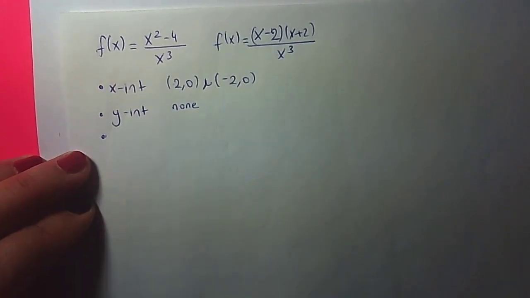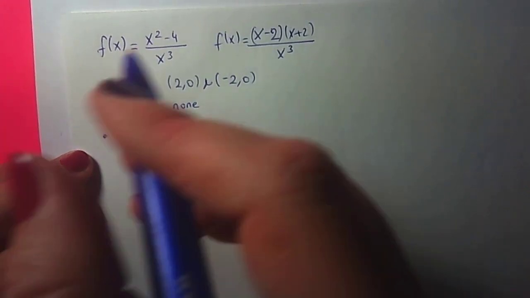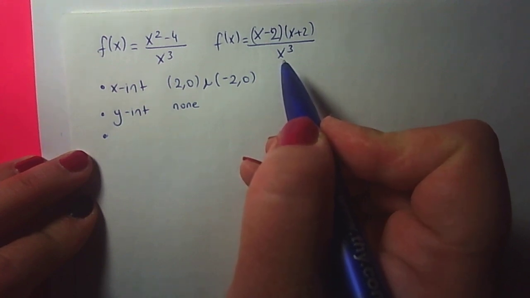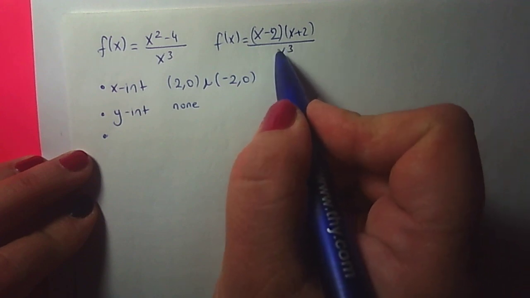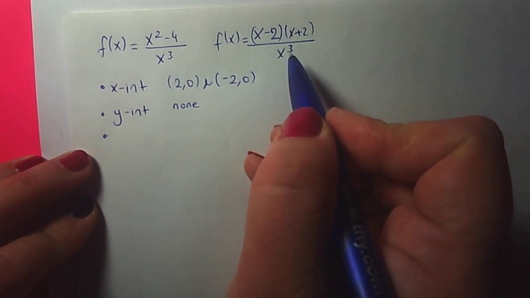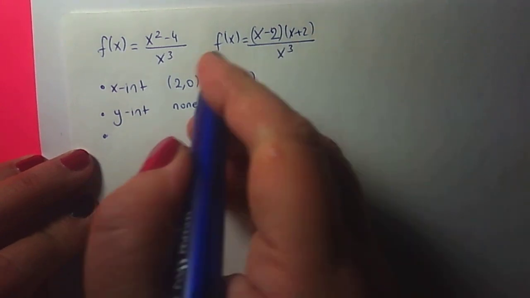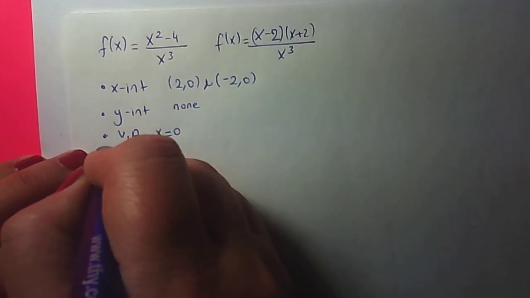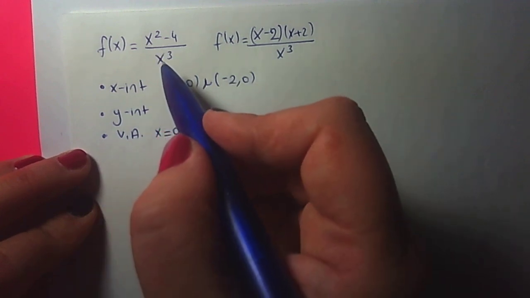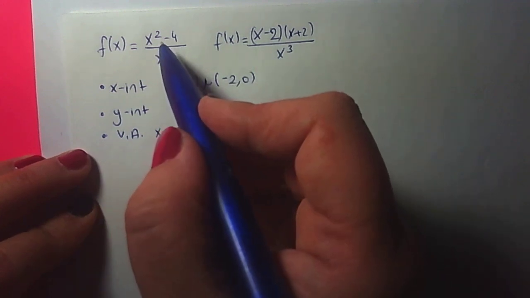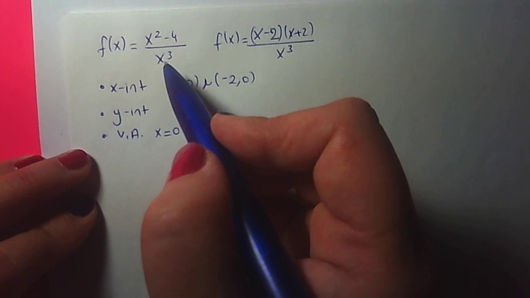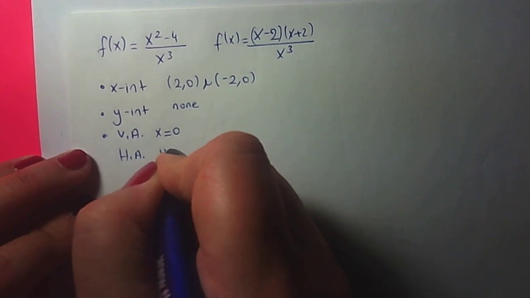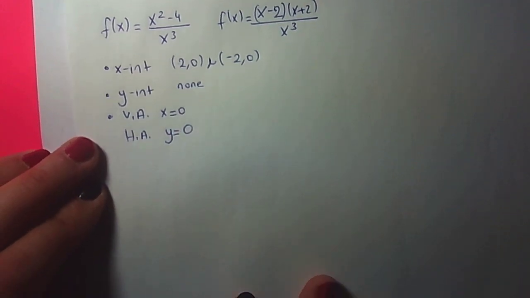Now let's look at the asymptotes. Whatever makes the denominator 0 gives you the vertical asymptotes, or zeros of the denominator give you the vertical asymptotes. In this case, x equals 0. So vertical asymptote, x equals 0. Let's look at the horizontal asymptote. Degree of numerator is less than the degree of denominator. So that gives you horizontal asymptote at y equals 0.